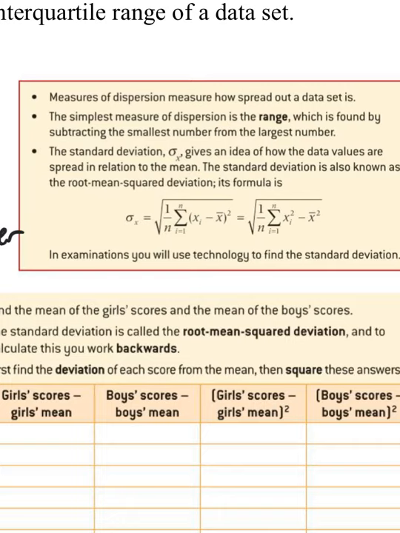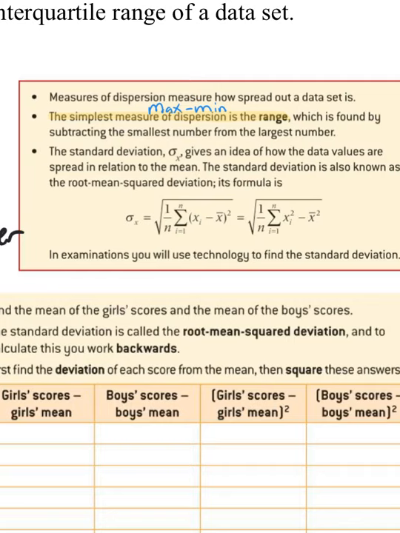Before we even get to standard deviation, I guess, the simplest measure of dispersion is the range. And the range is literally when you just do the maximum value minus the minimum value. So max minus min, that's when you're finding the range. What's the highest number? What's the lowest number? Subtract them. That's the range of all your values.